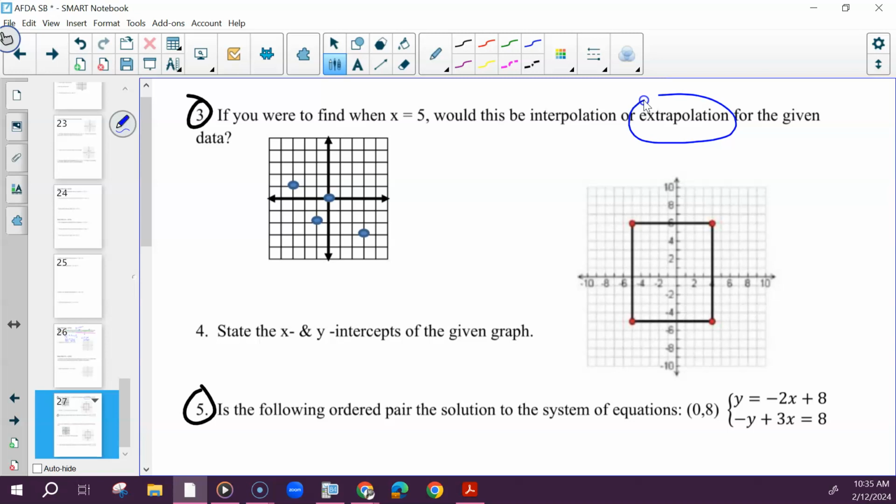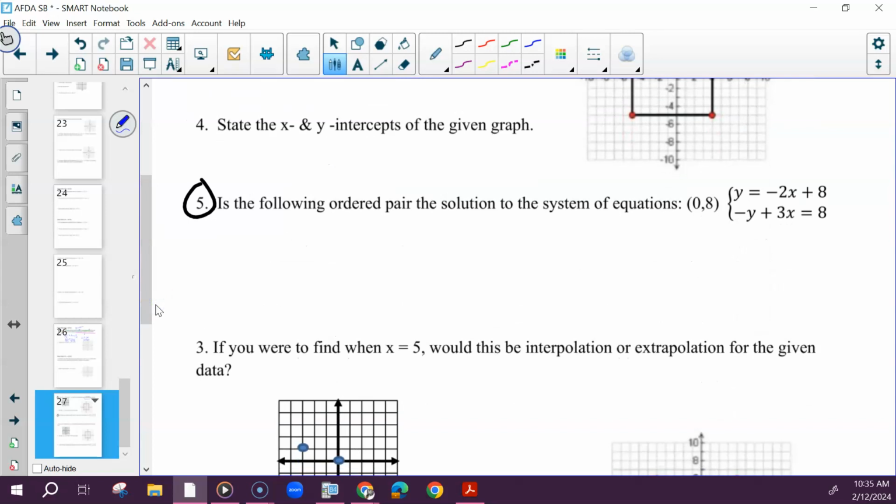5. Is the following ordered pair a solution to the system of equations? There are different ways to do this. You could put the ordered pair in both. You could graph them and see if they cross. I'm just going to put 0 and 8 into everything.